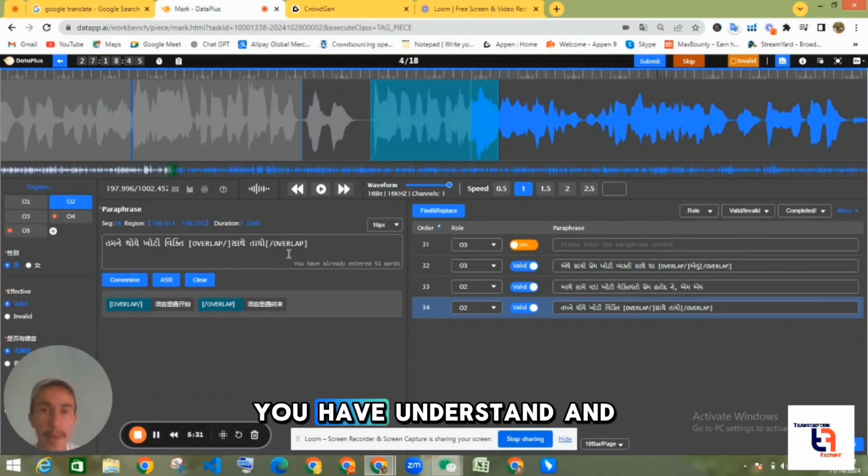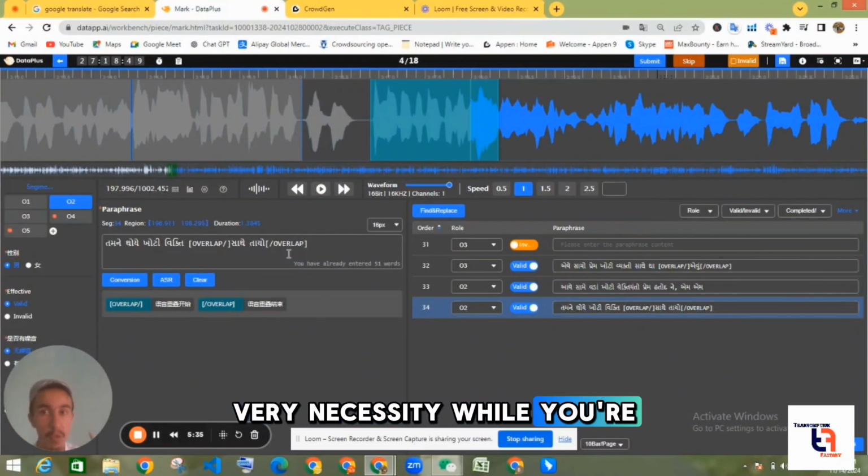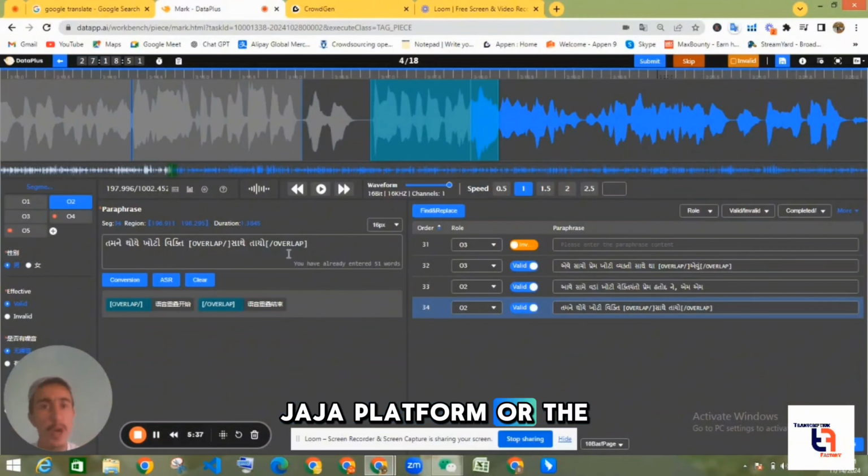So I hope you have understood, and it is very, very necessary while you are working on Shoja platform or DataPlus platform. These are very strict guidelines, and you must follow them, because if you do not put the overlapping tag in your segment transcription, your data will be rejected. So I hope you have understood.